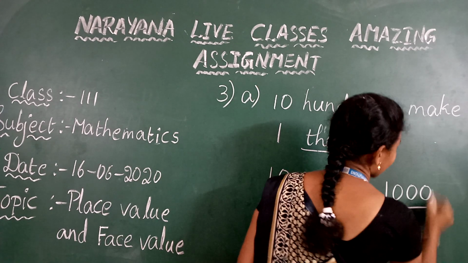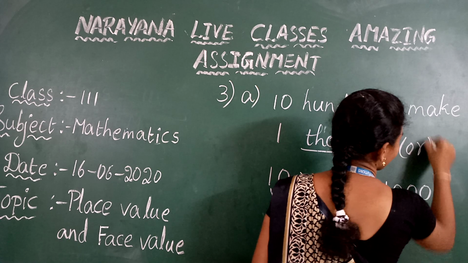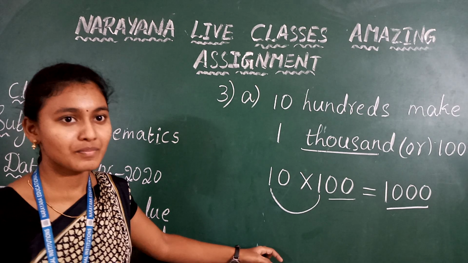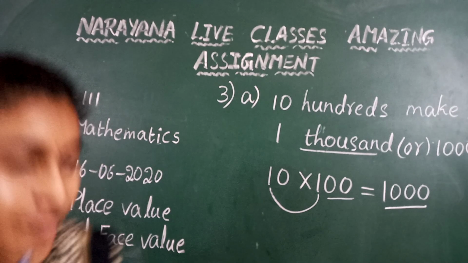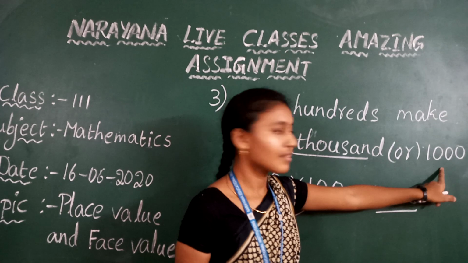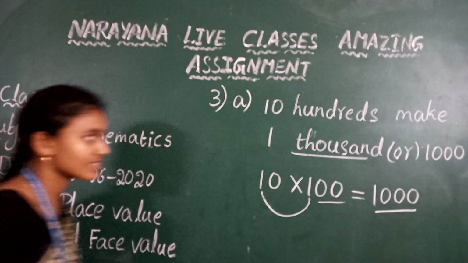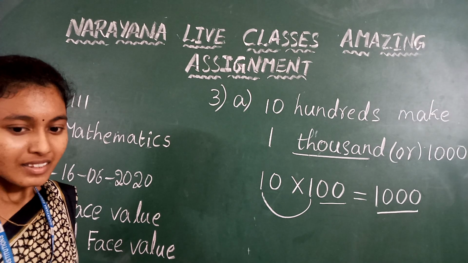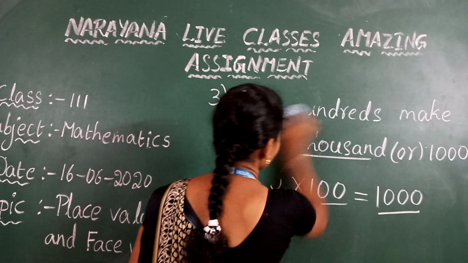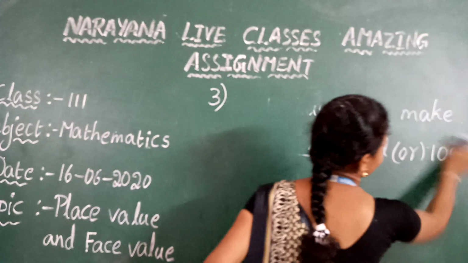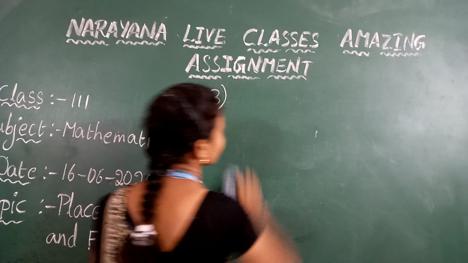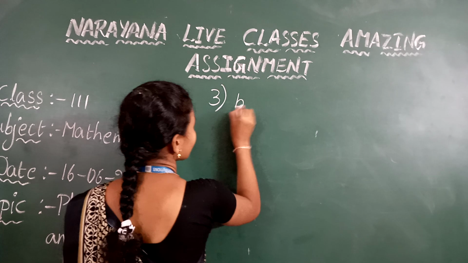Or write the number 1000. Next. So in the third blank, another blank is also given, no? B, third B.